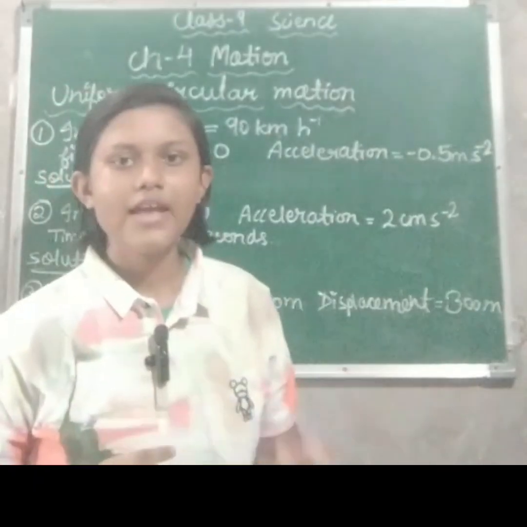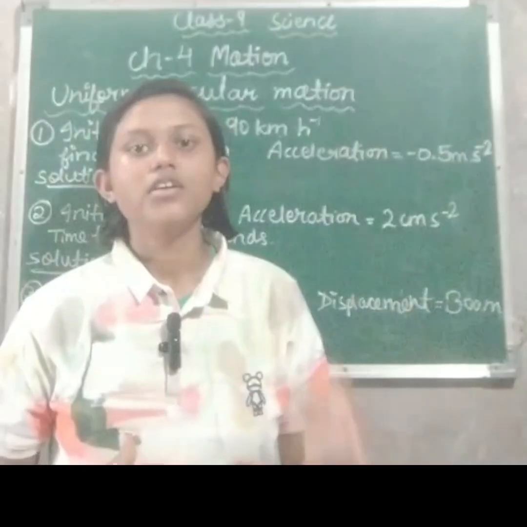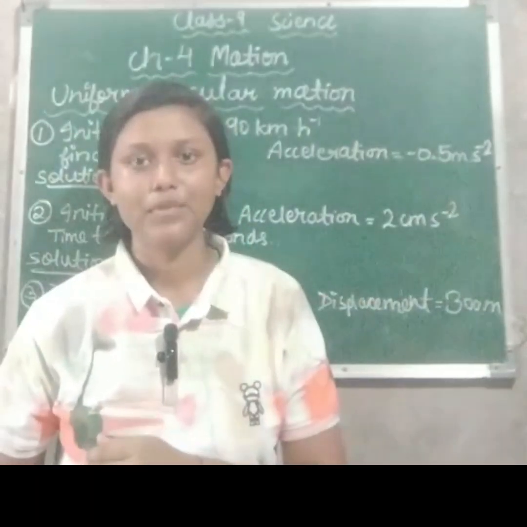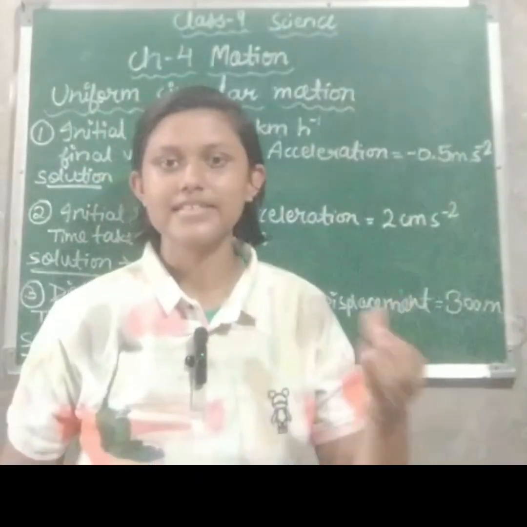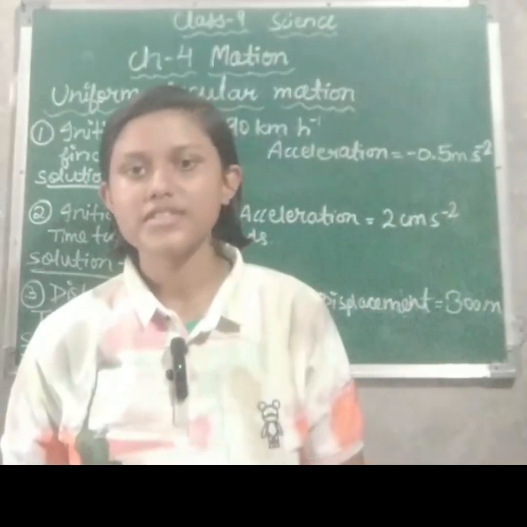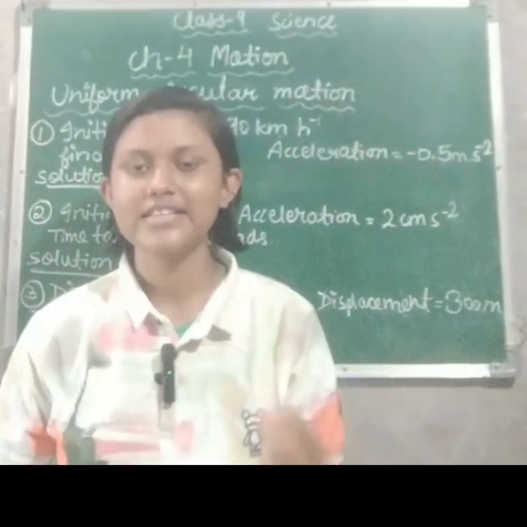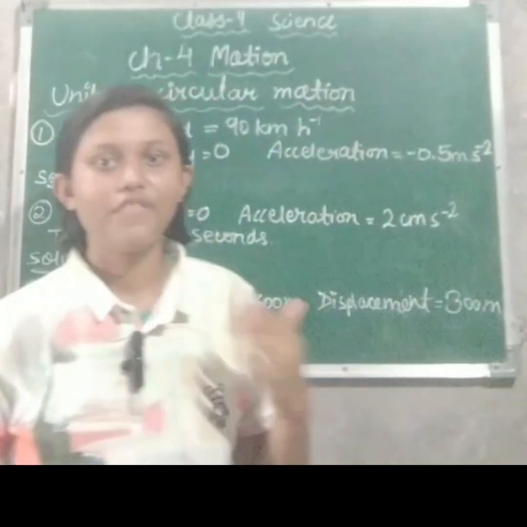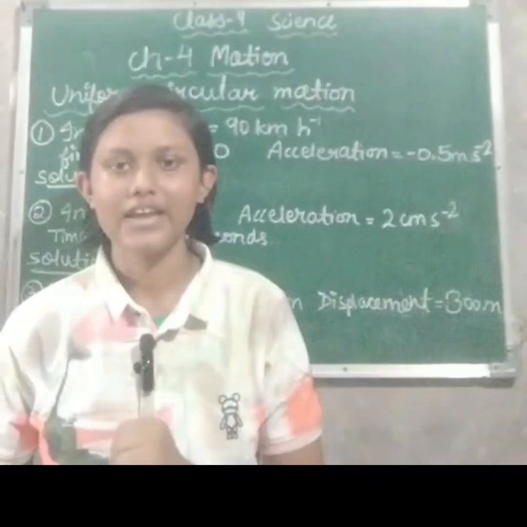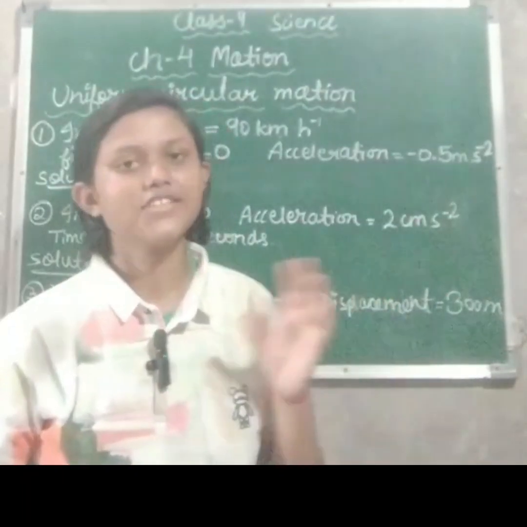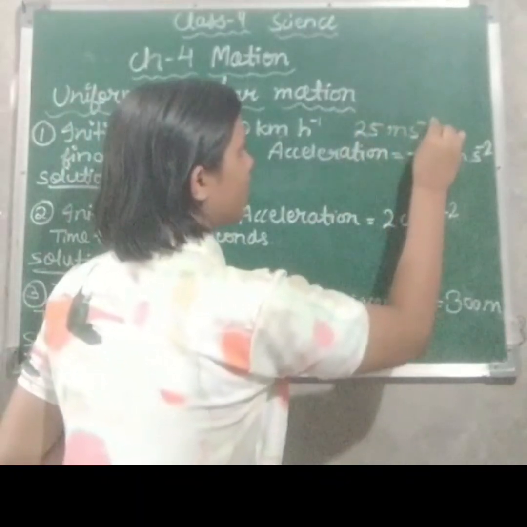First, let's convert the speed into meter per second. As we know, 1 kilometer is equal to 1000 meters. So we will multiply 90 with 1000, and we have to divide it by 3600, because 1 hour is equal to 60 minutes and 1 minute is equal to 60 seconds. So we multiply 60 and 60, and we get 3600. After the calculation we will get 25. Thus the speed is 25 meter per second. The initial velocity is 25 meter per second.